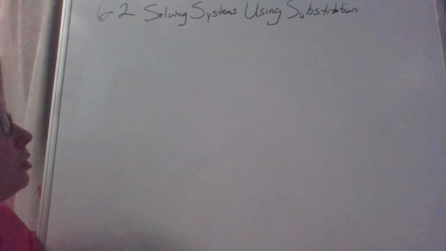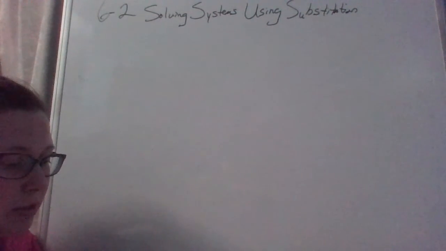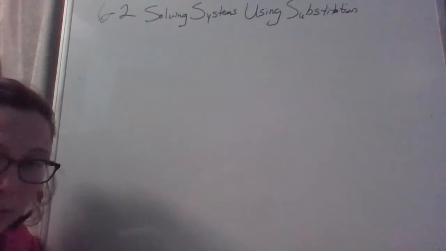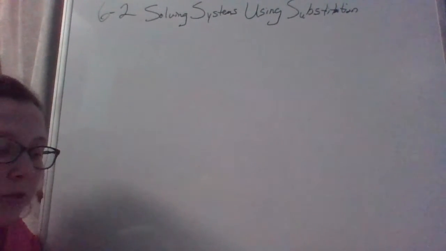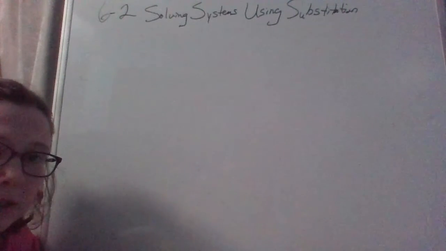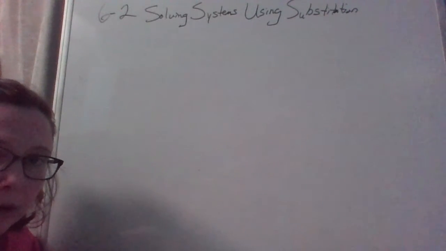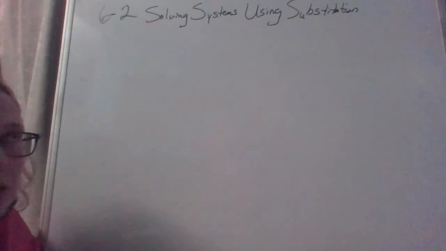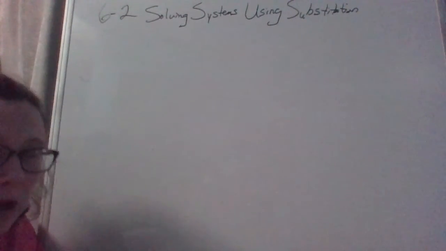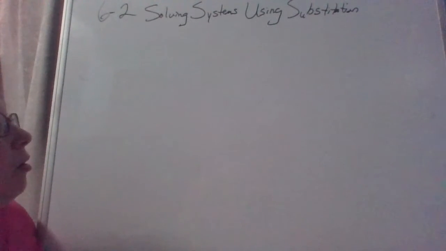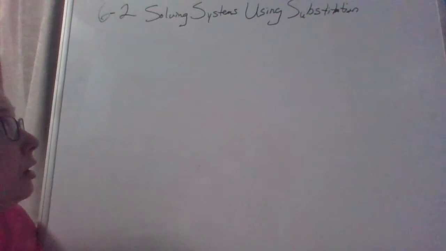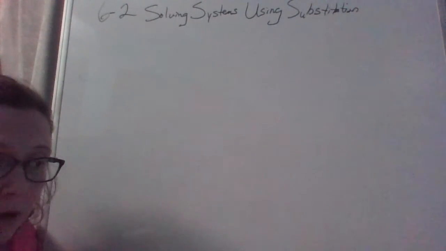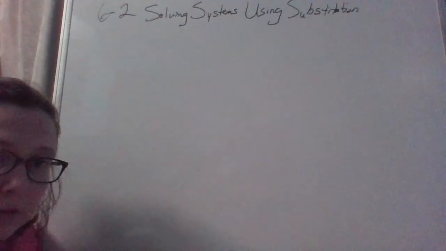The 2 vocab words from 6-1 were system of linear equations and then solution of a system of linear equations. A system of linear equations is anytime that you have 2 or more equations that are working together. So far we have just talked about one equation or one inequality, and we've been able to find solutions for those. You guys have done a really good job with those.